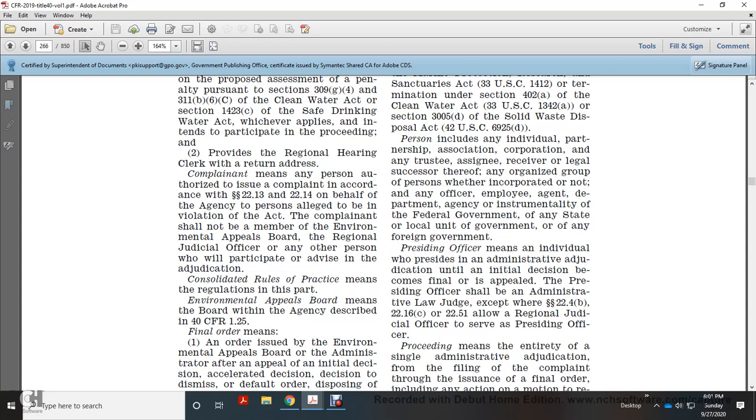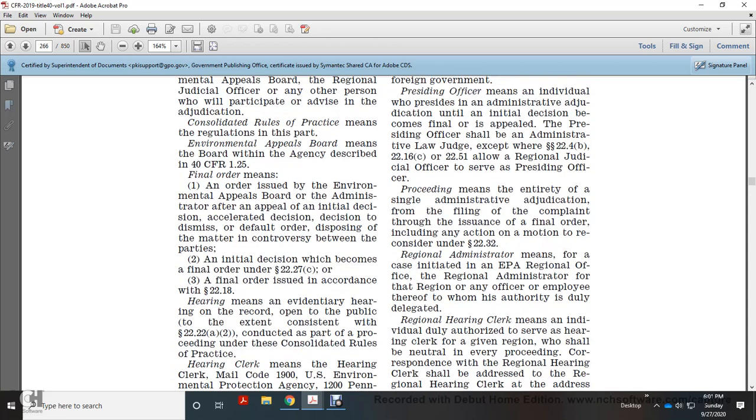The presiding officer shall be an administrative law judge, except where 22.4(b), 22.16(c), or 22.51 allow the regional judicial officer to serve as presiding officer. Proceeding means the entirety of a single administrative adjudication, from the filing of the complaint through the issuance of the final order, including any action on a motion for reconsideration under 22.32.